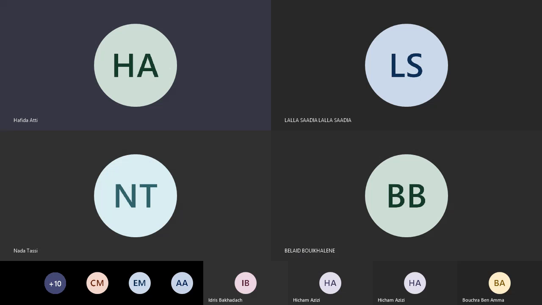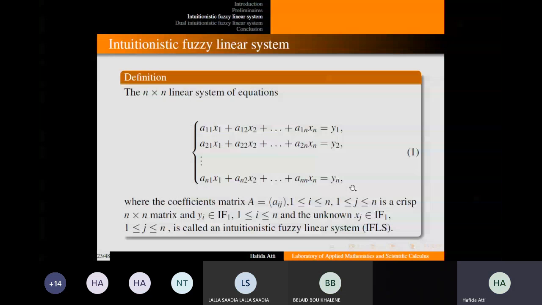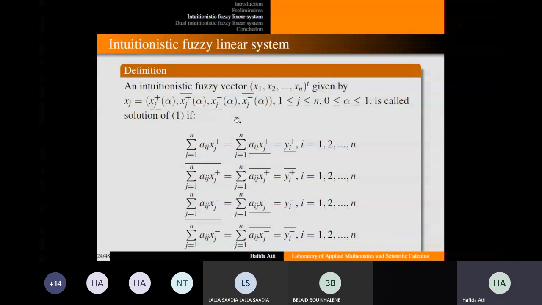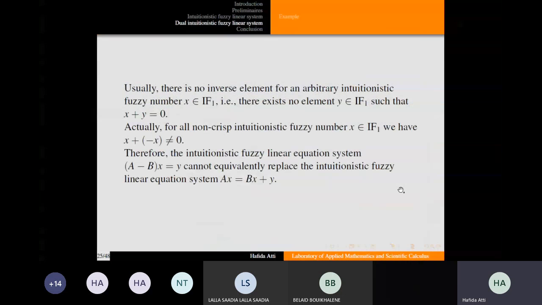An intuitionistic fuzzy vector given by XG is called a solution of the intuitionistic fuzzy linear system 1 if it satisfies the following equations. Now, in this section, we define the dual intuitionistic fuzzy linear system and we solve it.